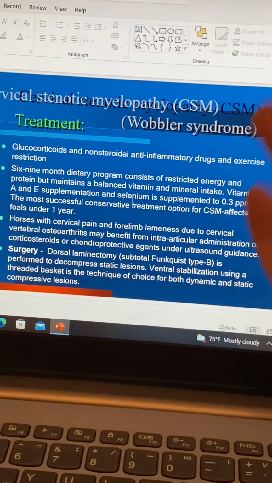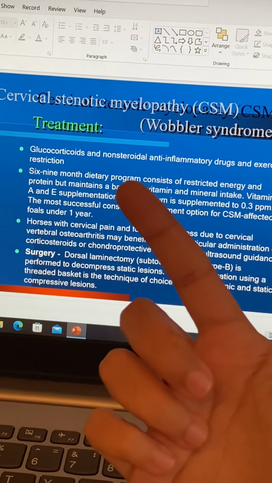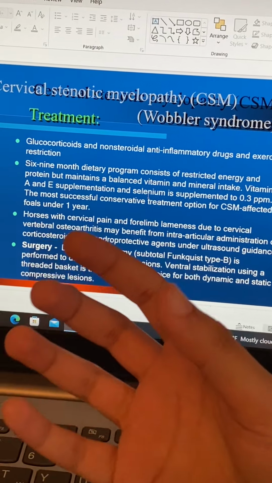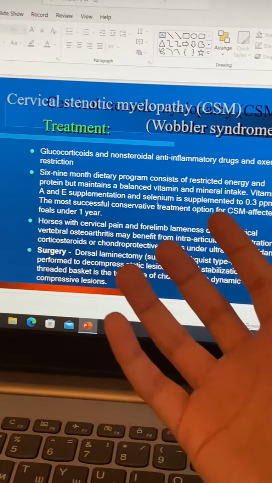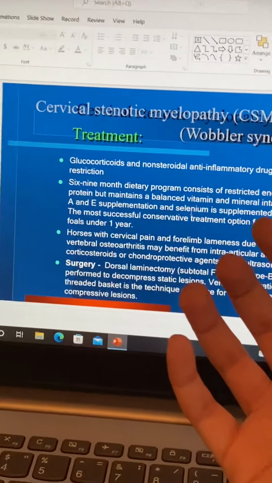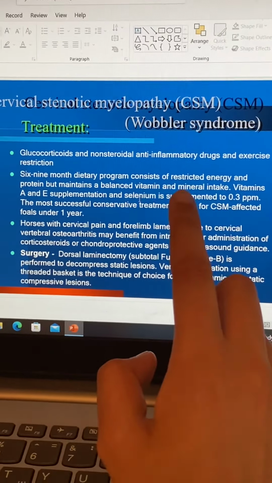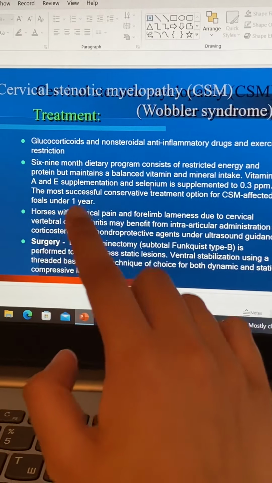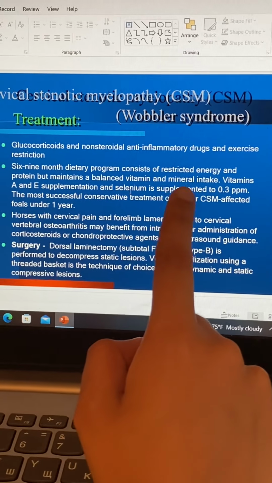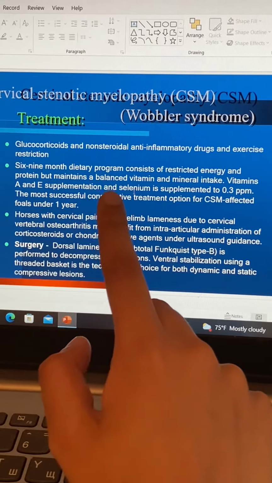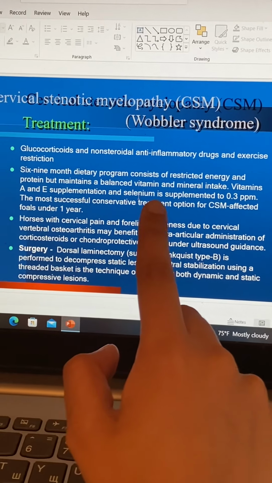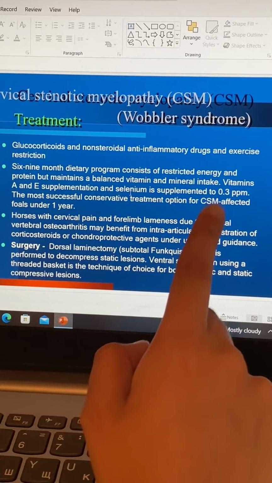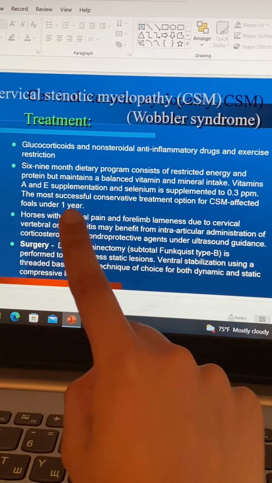You can treat this using glucocorticoids or even non-steroidal anti-inflammatories, and of course, just don't make them exercise too much. Put them on a dietary program to restrict energy, because sometimes high carbs don't help, but allow a balance of vitamins and minerals. Vitamin E supplementation and selenium is very good. It's the most successful conservative treatment, so remember that, for those under 1 year old.